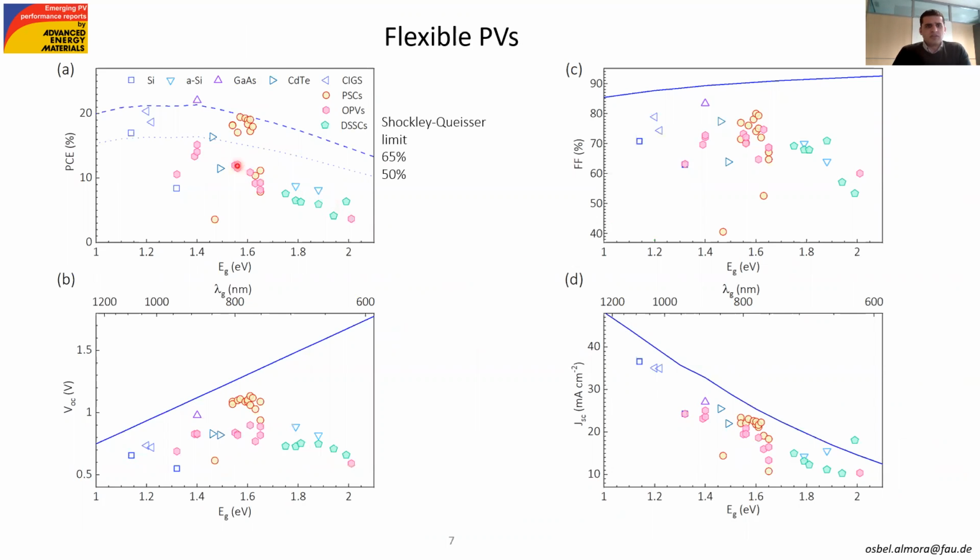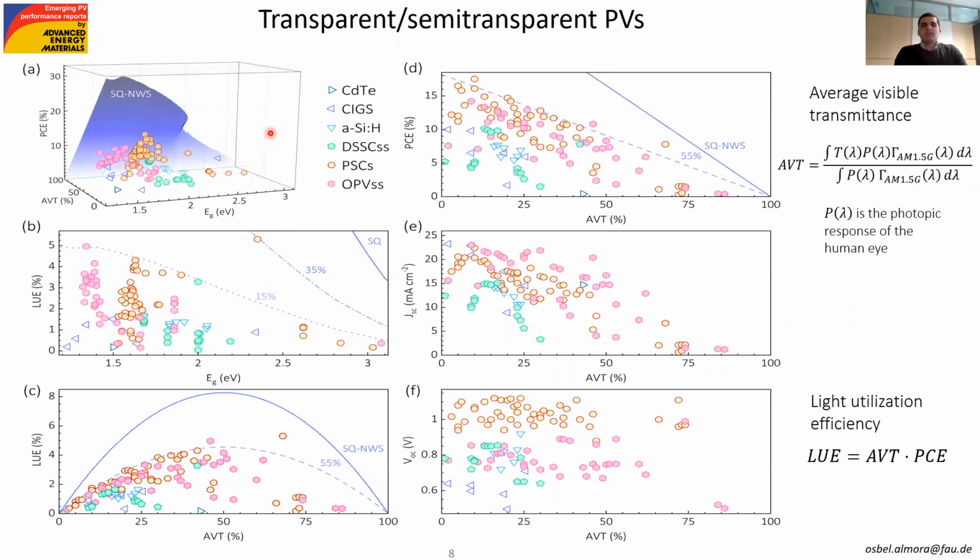In this case, what we found, which is very obvious, is that most of the reports are in the bandgap regions where the most successful devices have been reported. So for instance, for perovskite, of course, around 1.6 electron volts of bandgap is where we find the most efficient flexible photovoltaics. In the case of semi-transparent and transparent photovoltaics, now we have several ways of representing the best achievements for these applications.